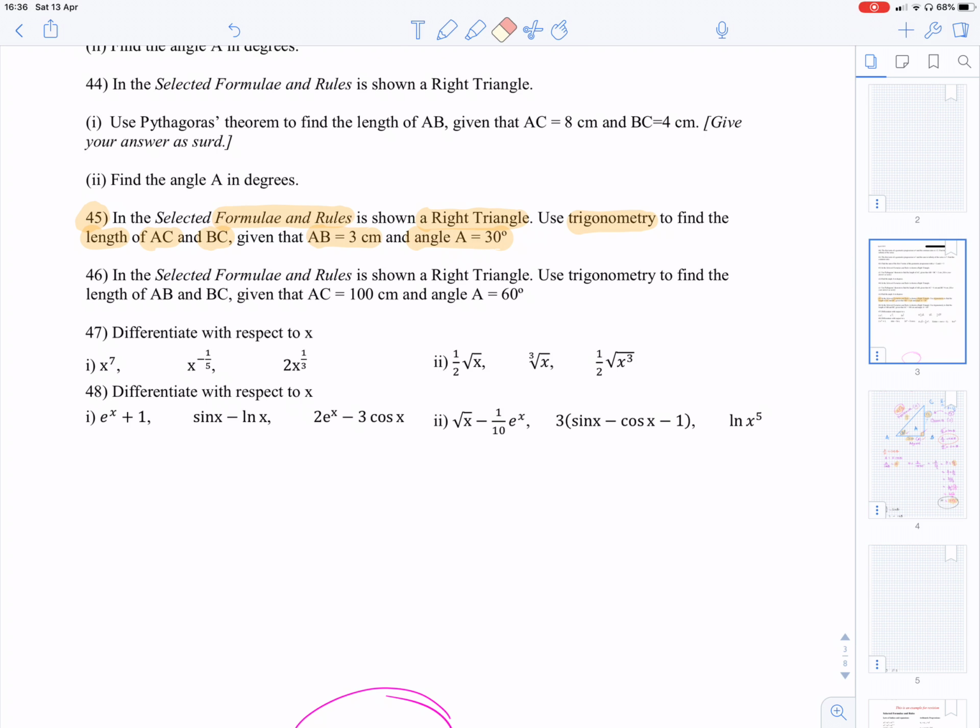Okay, so moving on from question 45, which is in the previous video, and on to question 46, which is about the same. In this one, we've been asked to use trigonometry to find the length of AB and BC, given that AC equals 100 centimeters and angle A is 60.